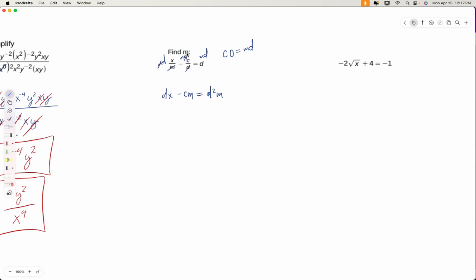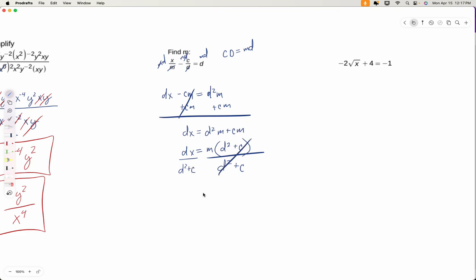So now I want to find m, so I'm going to put the m terms on the same side. So plus cm plus cm. These cancel. So dx is equal to d squared m plus cm. So I'm going to factor the m out so I can separate it from the other terms and get it by itself, d squared plus c. If I divide both sides by d squared plus c so I can get m by itself, got to do the same thing to both sides, right? That cancels. So I can say that the value of m is dx over d squared plus c.